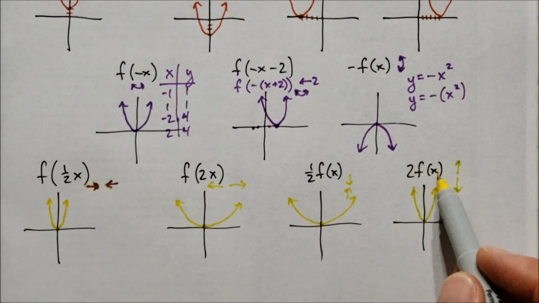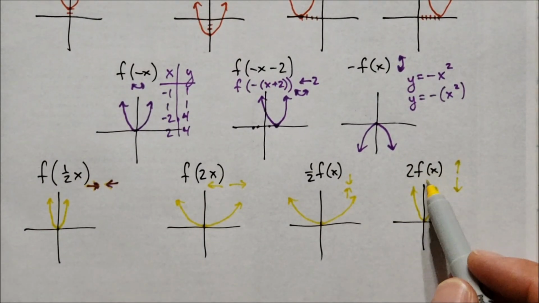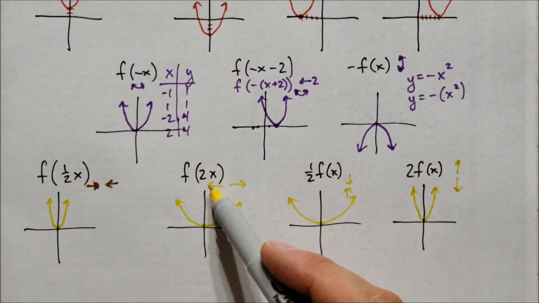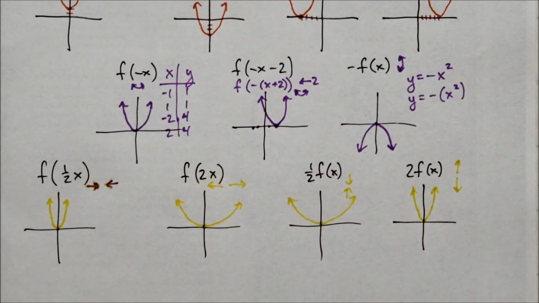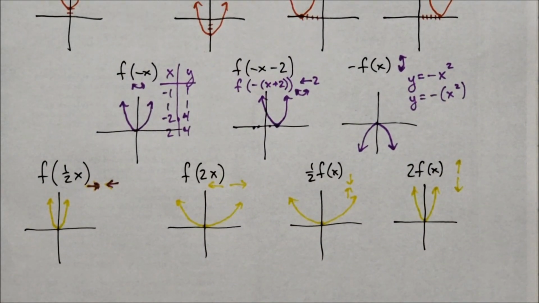Because it's outside the parentheses, it affects the y-axis. If it's inside the parentheses, it affects the x-axis. And that's true for all of these with function transformations.